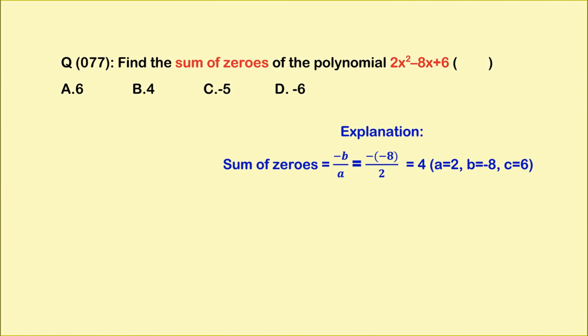If you compare with the standard polynomial, that is ax square plus bx plus c, by comparing the values, the value of a is 2, the value of b is minus 8, and the value of c is 6. We know the formula for sum of zeros is equal to minus b by a. As you know, the value of b is minus 8, so minus of minus 8 by the value of a, which is 2. So minus of minus 8 by 2, minus multiplied by minus we will get plus, so 8 by 2. If you divide numerator and denominator by 2, we will get 4. So the right answer is B.